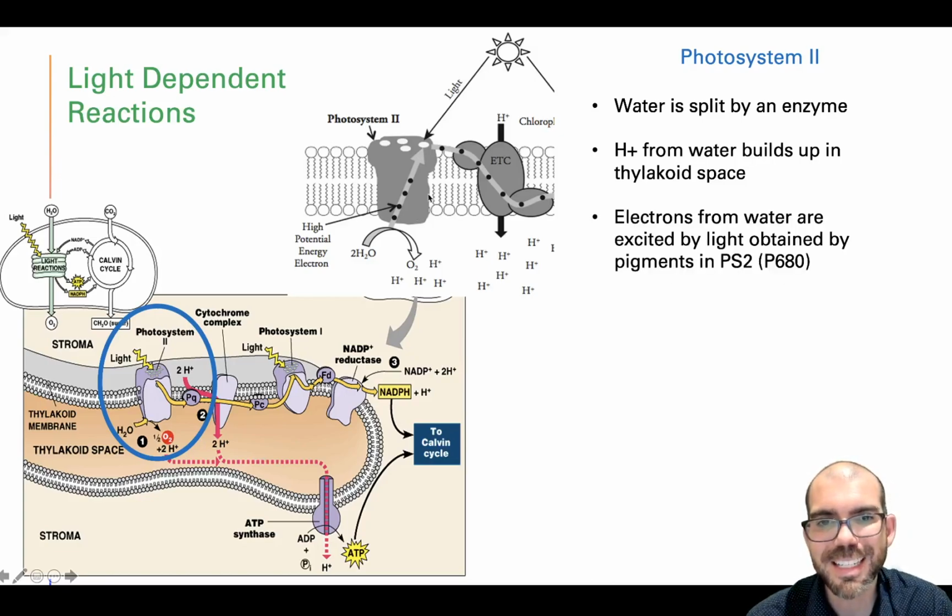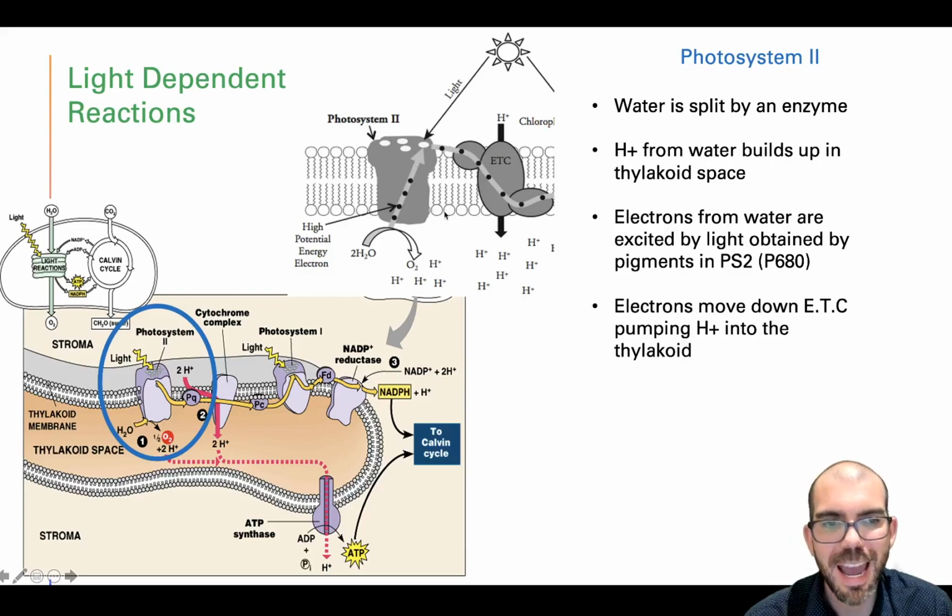Those electrons get excited by light. This is photosystem 2, so we're dealing with P680. When they get excited, that energy enables them to move down the chain and enables them to power the pumping of hydrogen ions from outside the thylakoid into the thylakoid space. Again, adding to that concentration gradient.